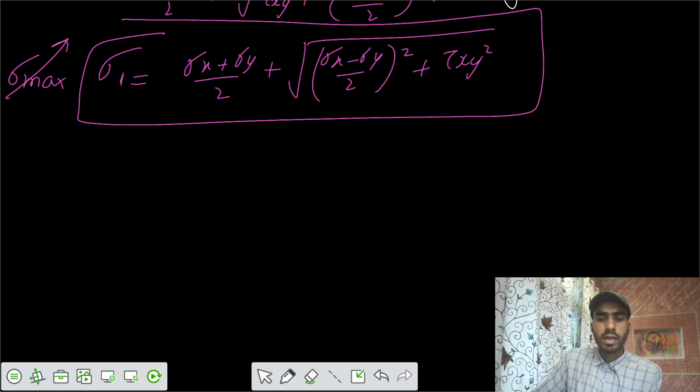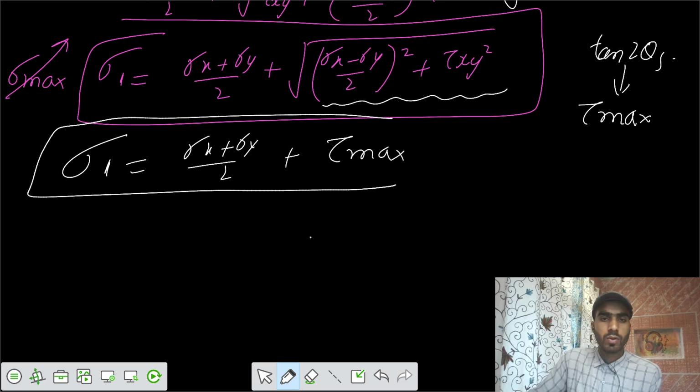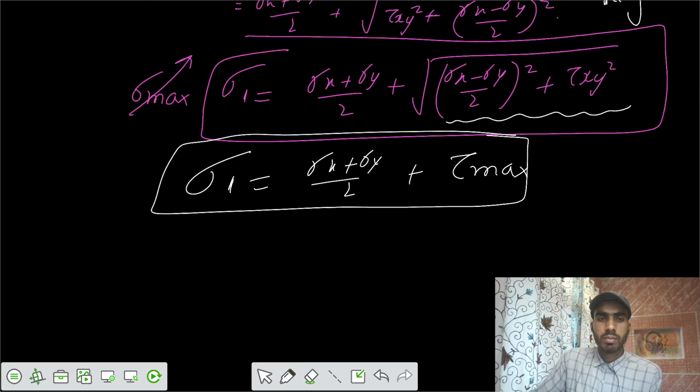When we calculated the location of the maximum shear stress plane, we got tan 2 theta s, and from that we got the value of tau max. That was also equal to this value. So we can say sigma 1 equals sigma x plus sigma y by 2 plus tau max. This is also one conclusion that you have to remember.